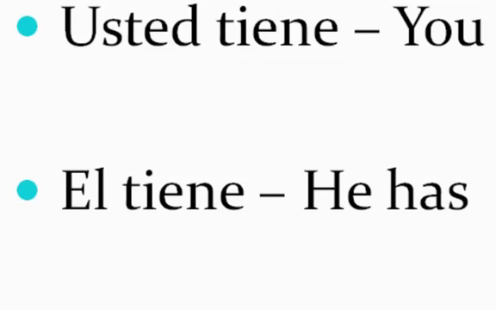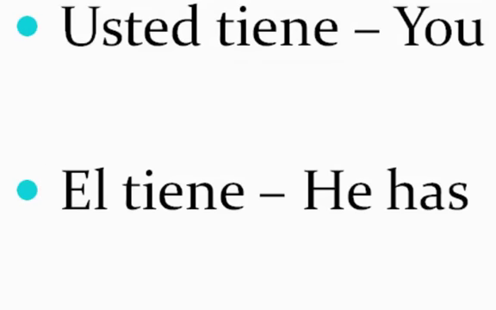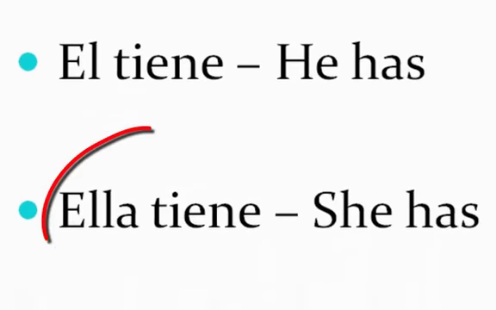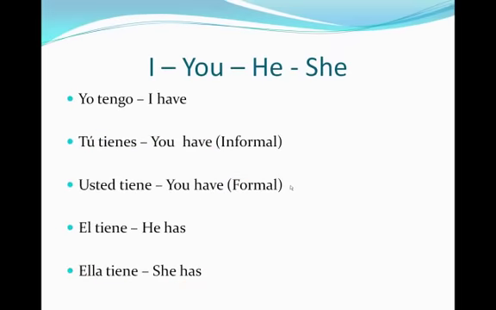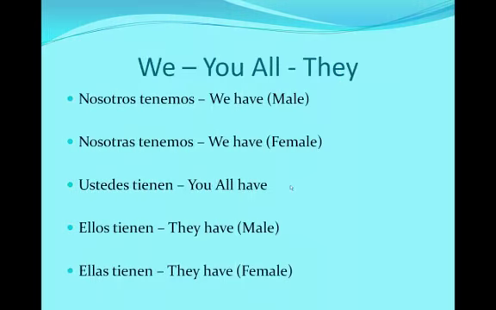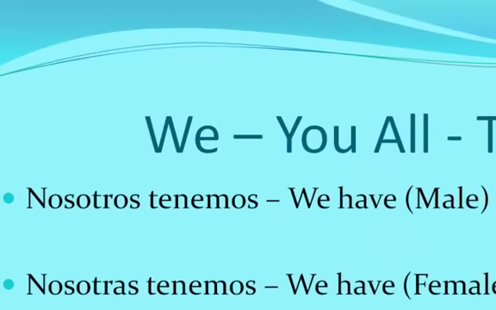To say he has, that would be él tiene. Él tiene. And finally, if you want to say she has, okay, if you're talking about Mary or Christine or whatever, that would be ella tiene. Ella tiene. Okay. To say we have, remember there is a male form and a female form of this.